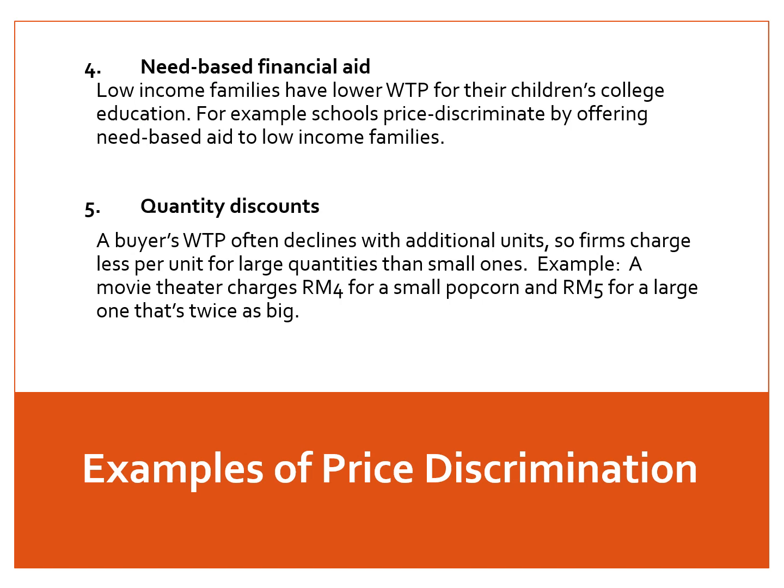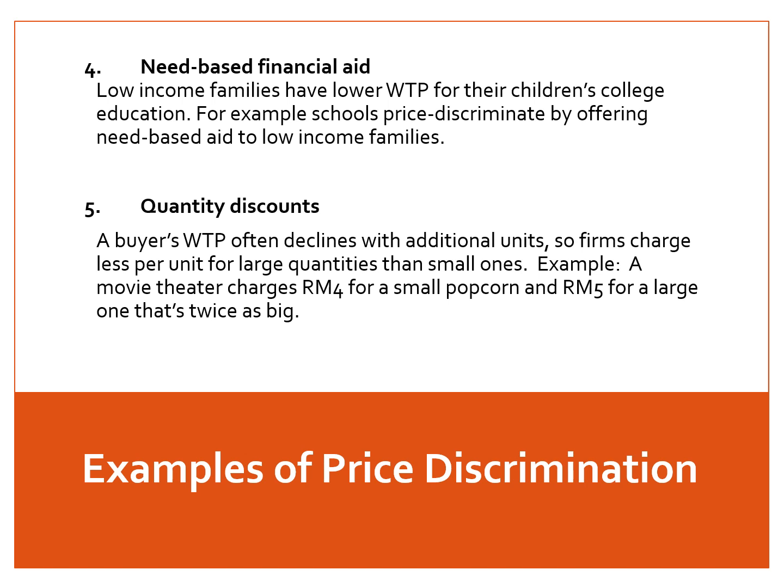And then another example here is need-based financial aid. For example, low-income families have a lower willingness to pay for their children's college education. For example, schools price discriminate by offering need-based aid to low-income families. And then in terms of quantity discount, buyers' willingness to pay often declines with each additional unit. So firms charge less per unit for a large quantity than a small one. For example, a movie theatre charges RM4 for a small popcorn and RM5 for a large one that is twice as big. So this is one example.